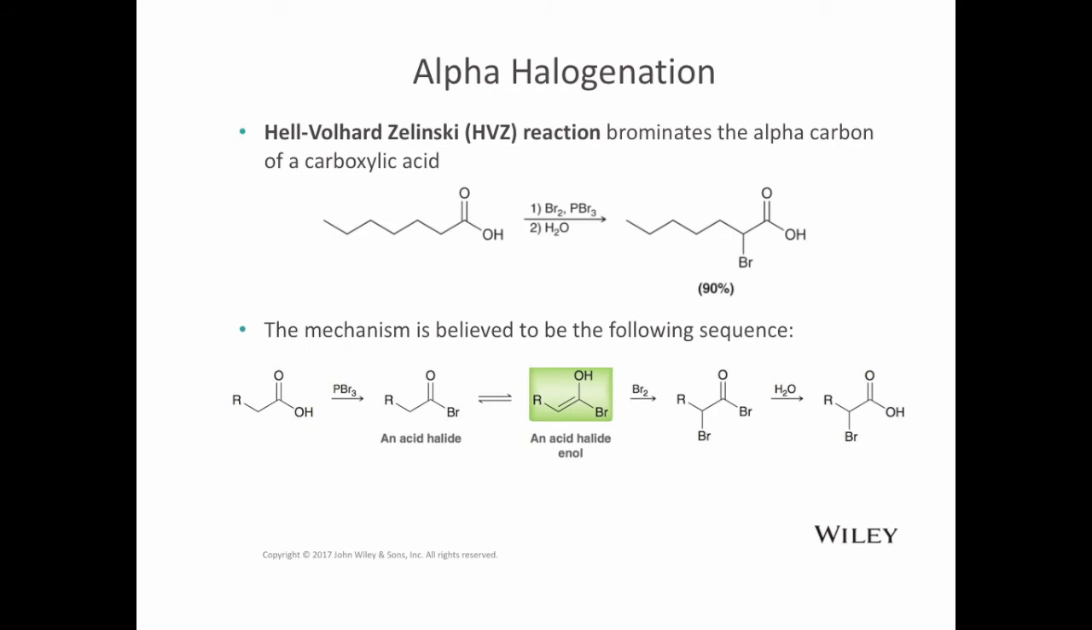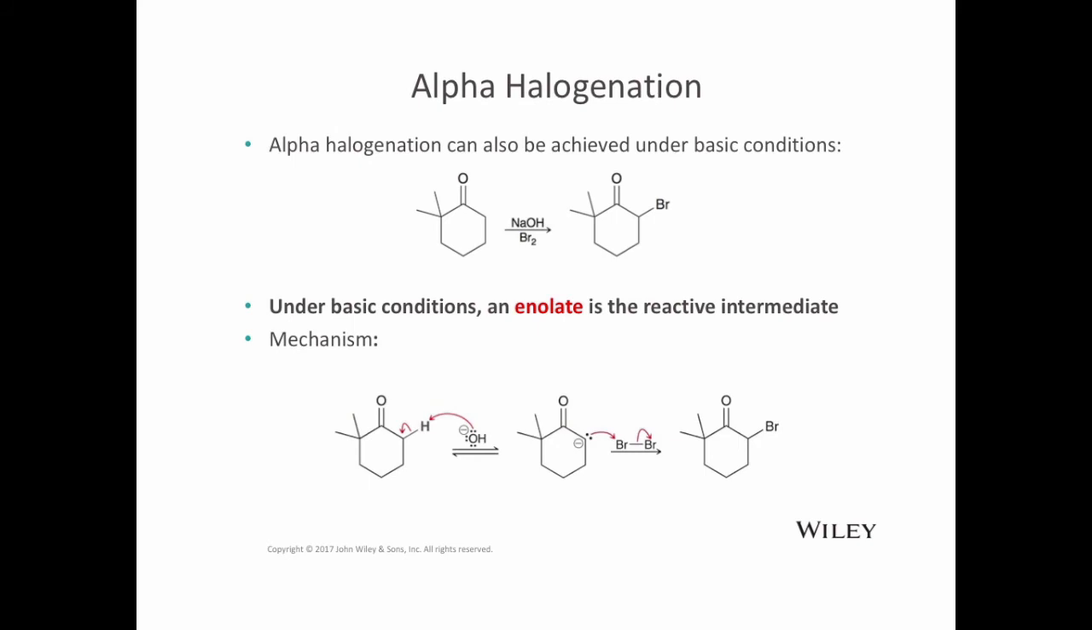The Hell-Volhard-Zelinsky reaction brominates the alpha carbon of a carboxylic acid. So here's the alpha carbon, and we've added a bromine atom. And this mechanism is believed to also proceed through an enol, but first the acid is converted to an acid halide, which then forms an enol and is halogenated, and then that acid bromide is hydrolyzed back to the carboxylic acid. Alpha halogenation can also be done with base, and under basic conditions you form an enolate, which then reacts.